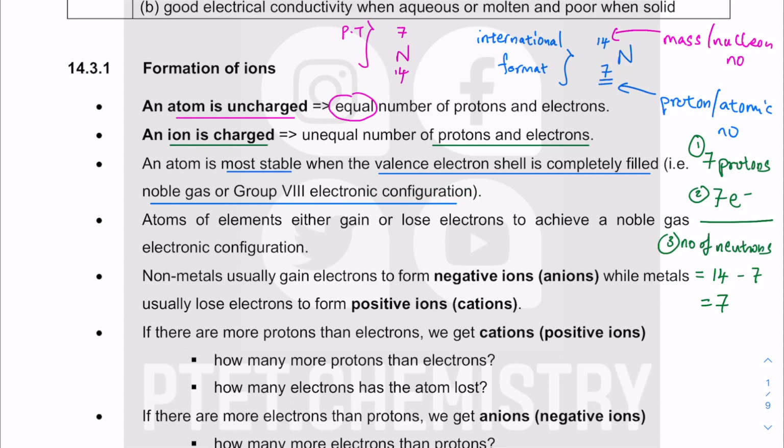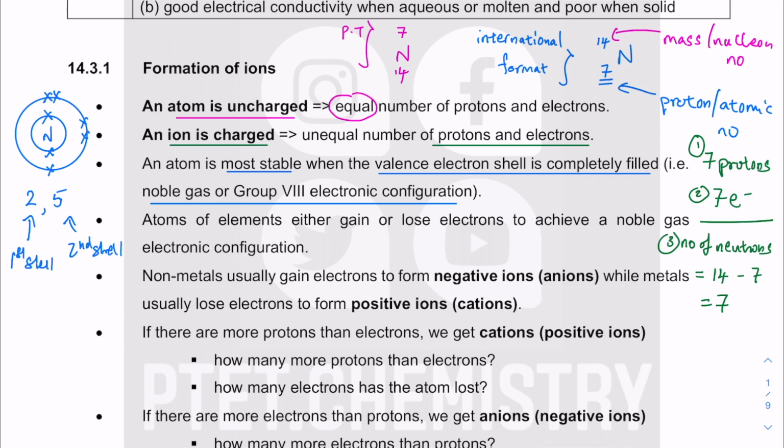For these 7 electrons, you would have 2 electrons in the first shell and then 5 electrons in the second shell, because you have 7 electrons altogether. So you have 2,5. This is in the first shell. This is in the second shell.